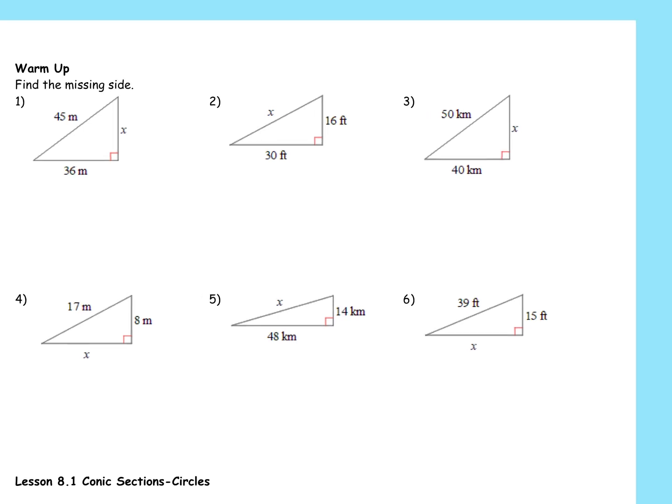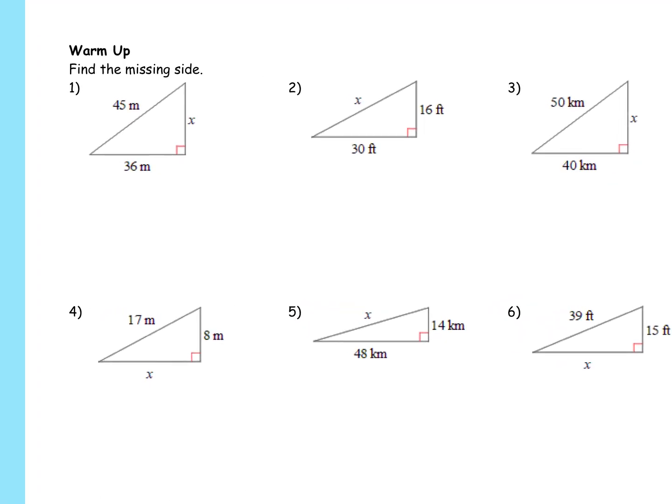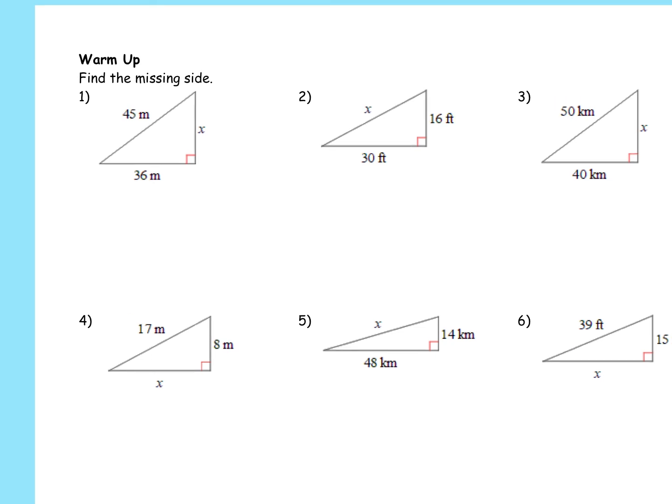Go over this. This is just find the missing side, right? A squared plus B squared equals C squared. I hope all of you guys can do that, right? So the first one would be, let's see, what would the first one be? X squared plus 36 squared equals 45 squared. Subtract 36 squared. And I get X squared equals 45 squared minus 36 squared.